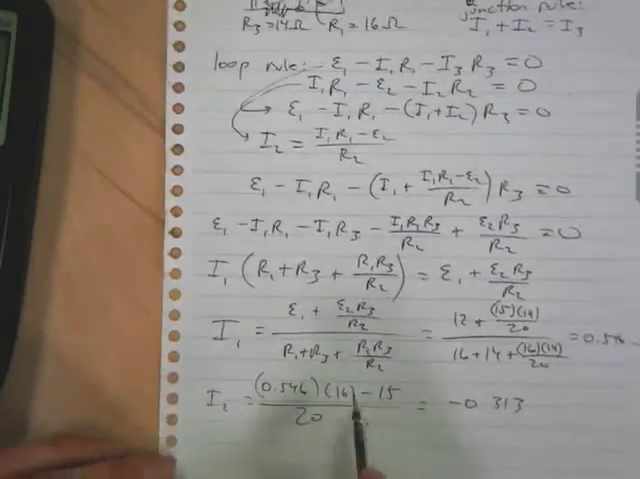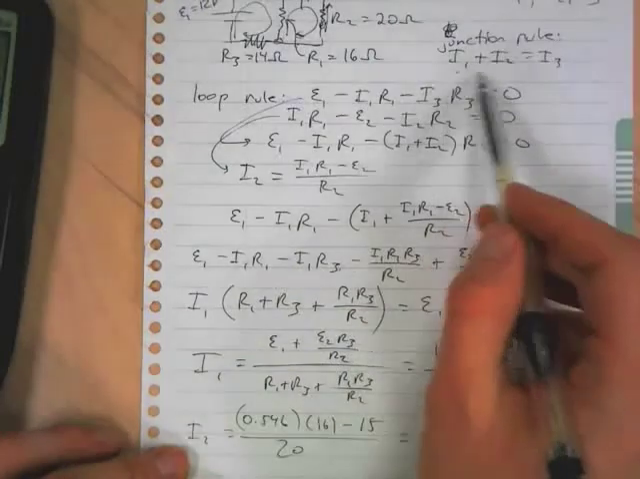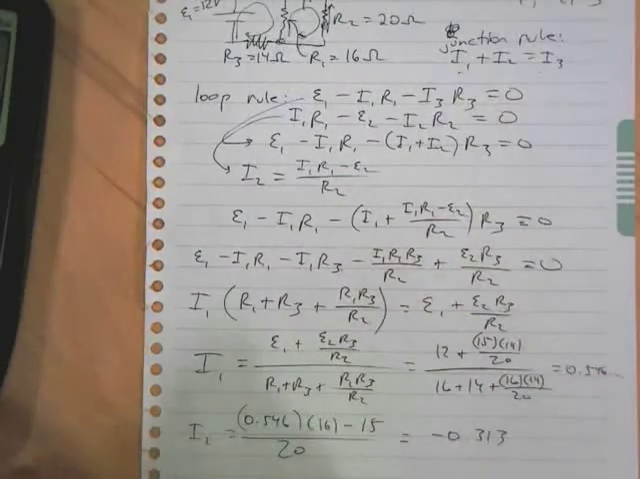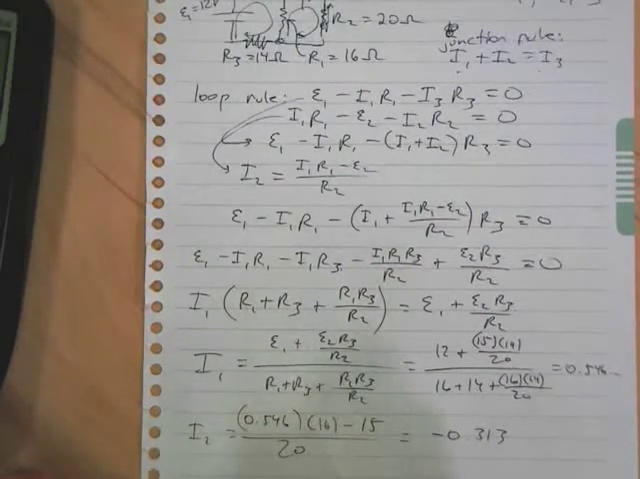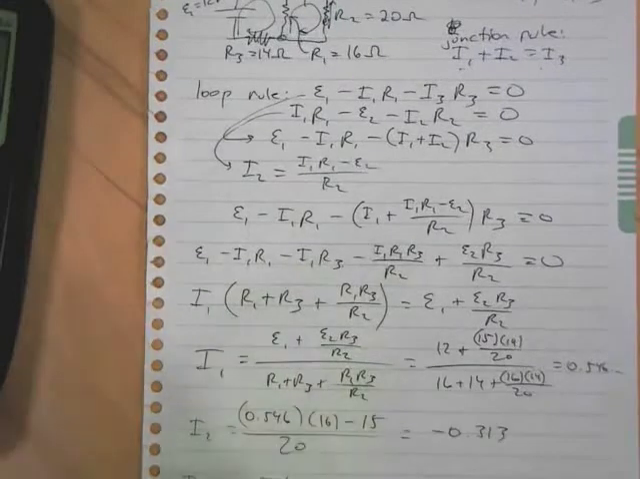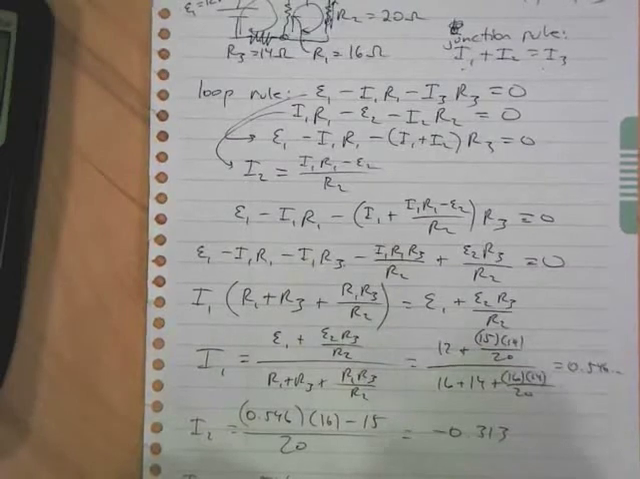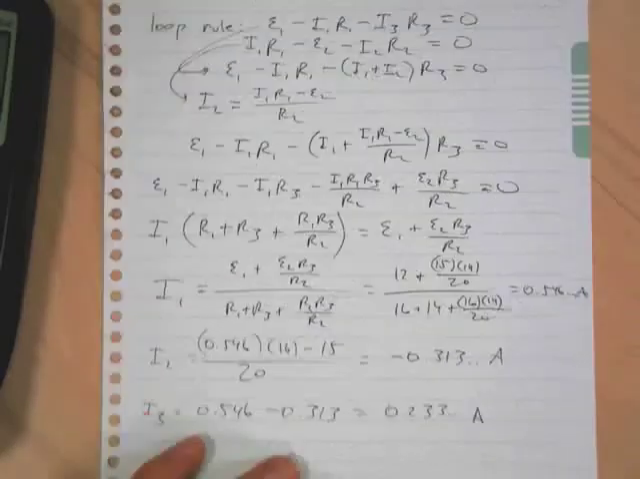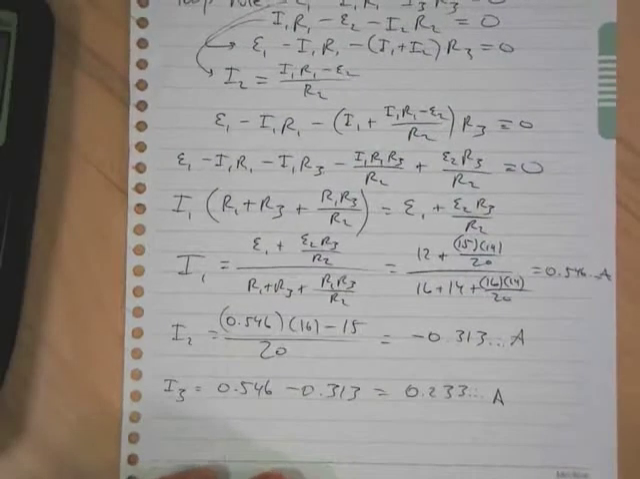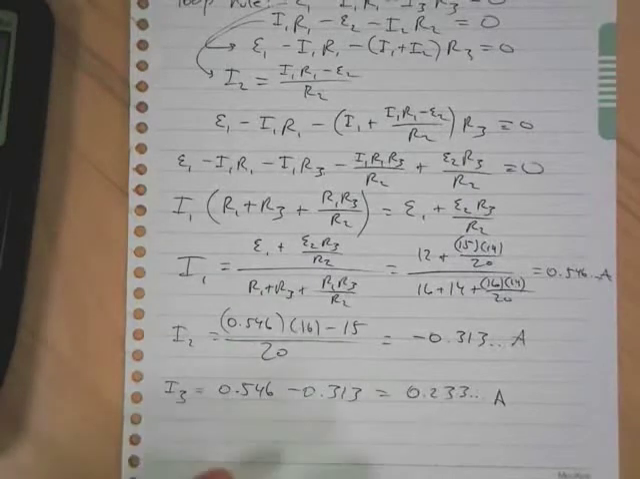And then I3, according to the junction rule that we wrote, is just I1 plus I2, which is 0.233, etc. And these are all units of amps. So, again, like I said, algebra, not so pretty, but you can chug through it and get your answer.